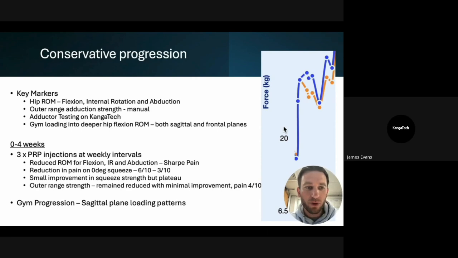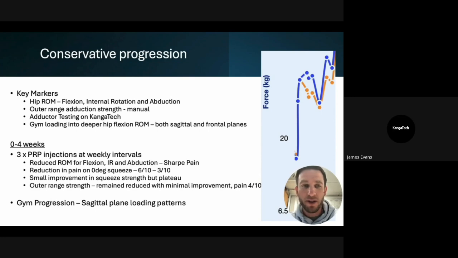The gym progression was sagittal plane loading patterns that I'm not going to go into in this presentation in terms of the full process, but I'll give you a brief overview as we go through. So in this position, we're looking through bilateral squats, split squats, step ups, and working through the depth.